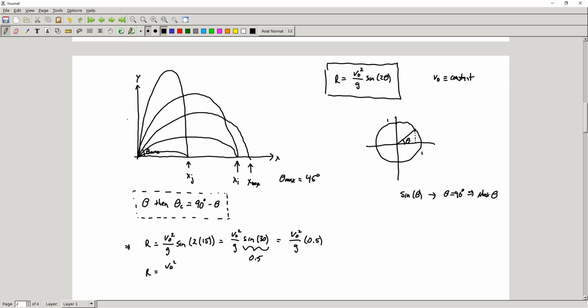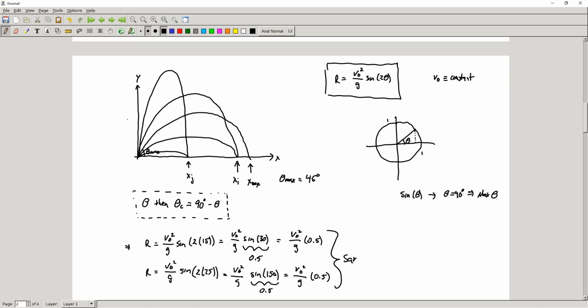If we chose... well, what's 90 minus 15? Well, that's 75. So if we chose 75 degrees as our launch angle, we would end up with v naught squared over g sine of twice 75. Well, that's 150. And it just so happens that the sine of 150 is also 0.5. And so we end up again with v naught squared over g times 0.5.